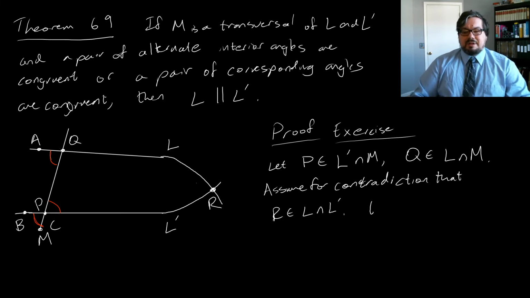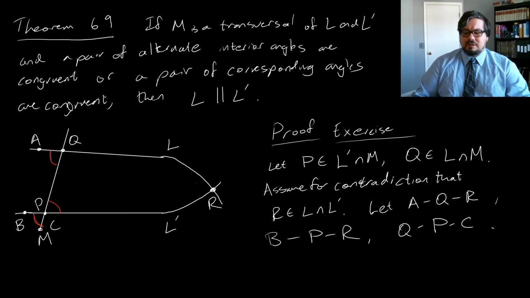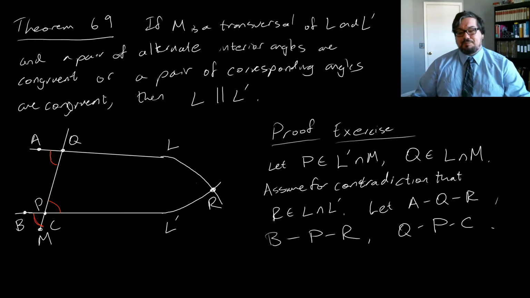And then we could say, let A be on the other side of Q from R, B be on the other side of P from R, and we want to express it this way using our betweenness conditions because those are precise. So let Q lie between A and R, B lie between P and R, and P lie between Q and C. So this defines points A, B, and C, and from there you can go ahead and make your argument. You could talk about triangles, exterior angles, and so forth.